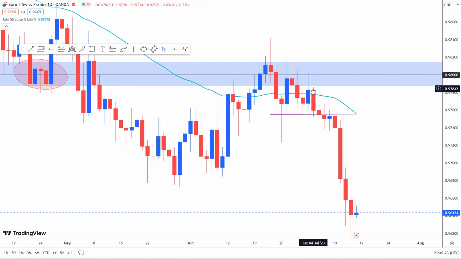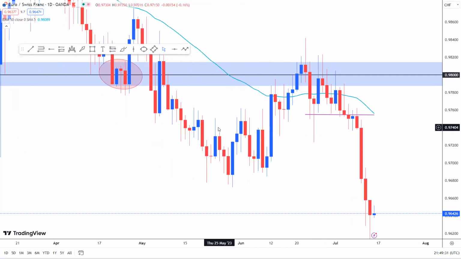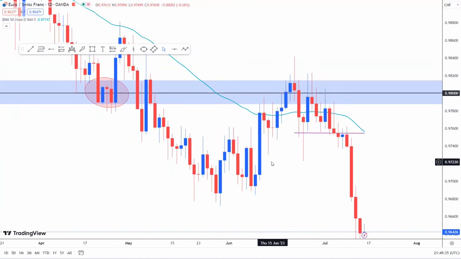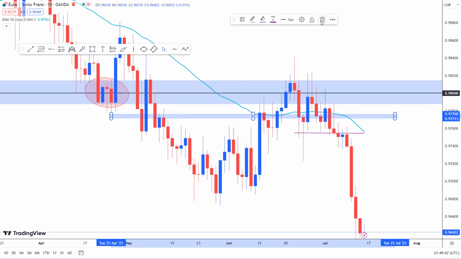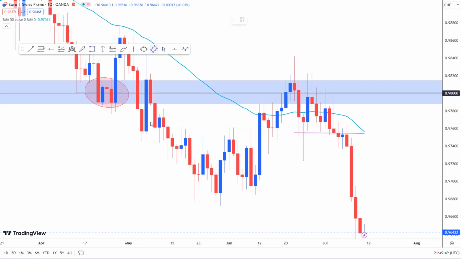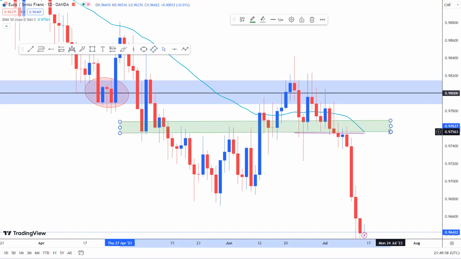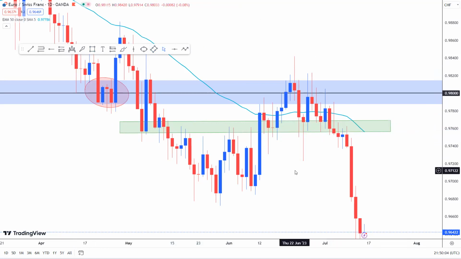And then this takes us to the next item on our list. We then identify our area of interest. And just like I said, how do I do that? I do that by identifying levels with the most touches. And very quickly, what comes to mind would be this level right here.